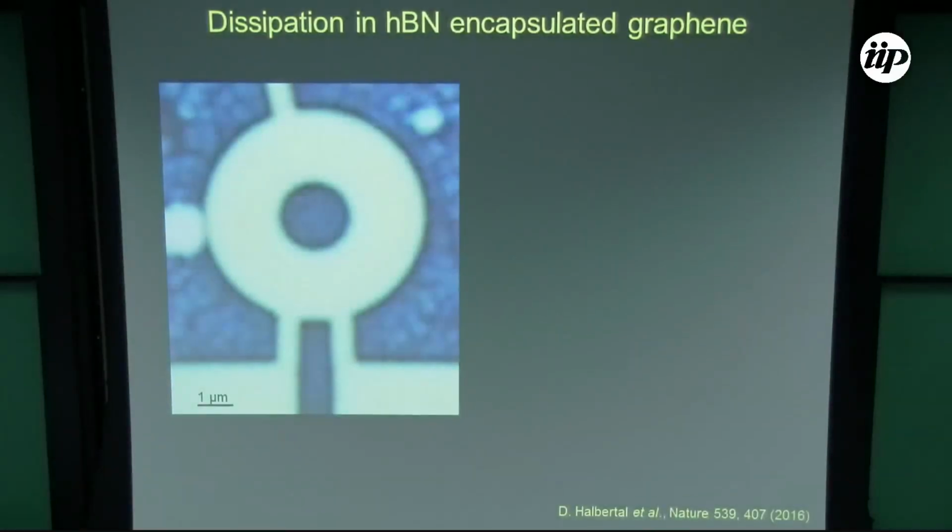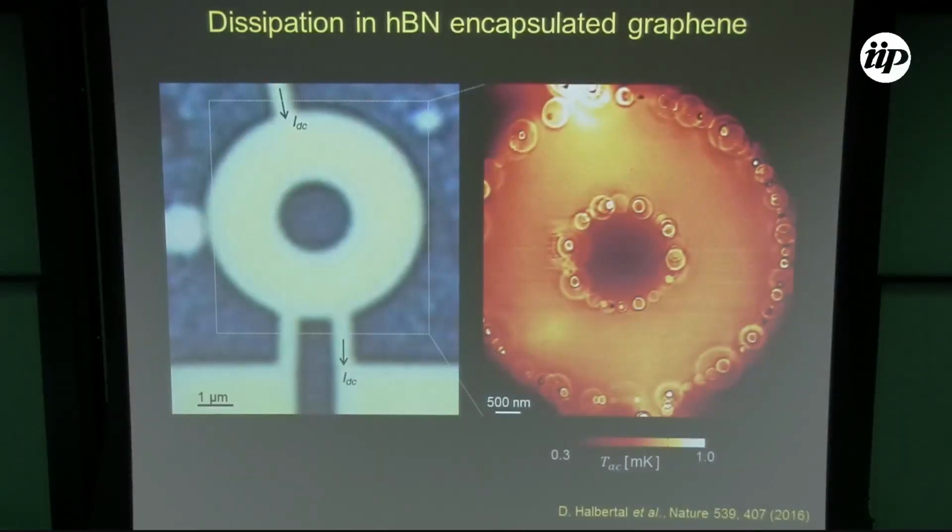The last example is graphene. This is graphene encapsulated in boron nitride, which we made into this form of a washer. Now we just apply a DC current through this device, and it should dissipate. This is how the thermal map looks. We see a sequence of rings all along the edges of the graphene.